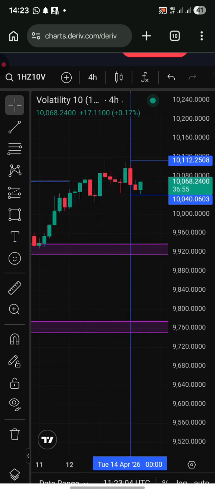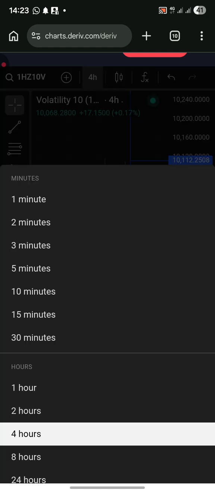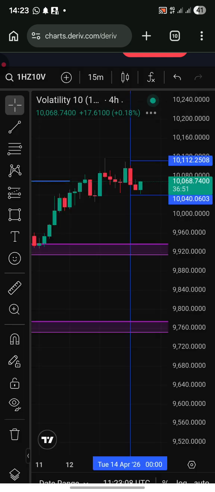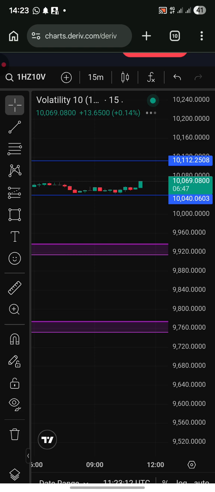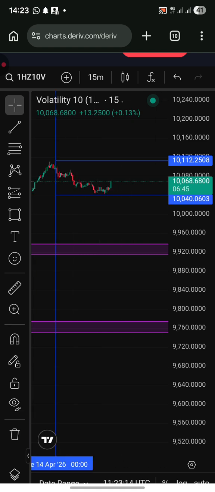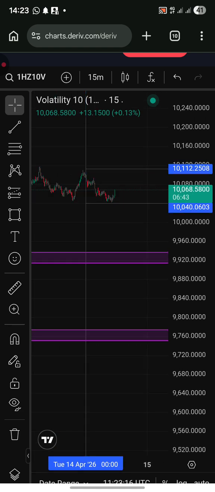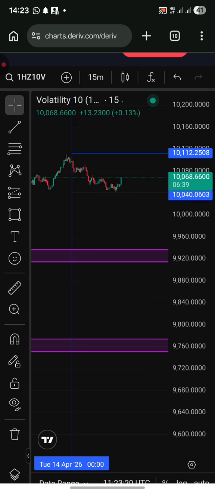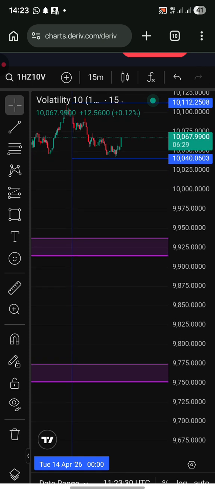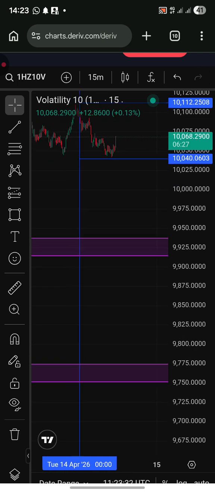So let's go downward to a lower time frame, like the 15-minute time frame. In the 15-minute time frame, we see how the market has been going through. For example, if you look here, this market has gone downward here, and then it also goes upward. It's going upward.